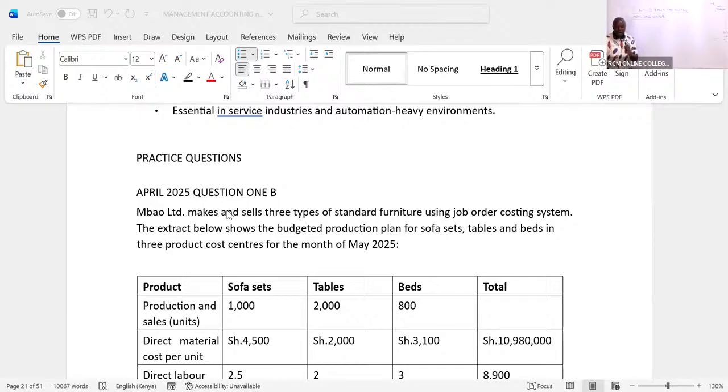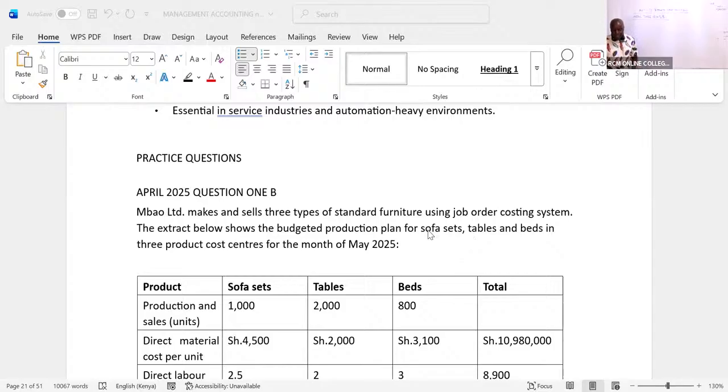We are told Mbao Limited, he hasn't gotten it yet, we shall overcome. Mbao Limited makes and sells 3 types of standard furniture using job order costing system. The extract below shows the budgeted production plan for sofa sets, tables, and beds in 3 production cost centers for the month of May 2025.